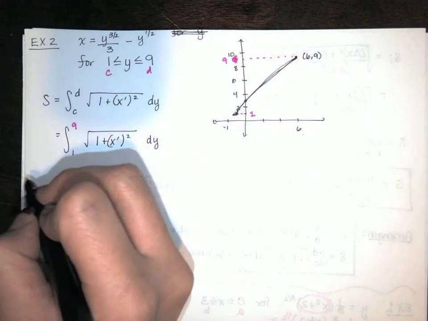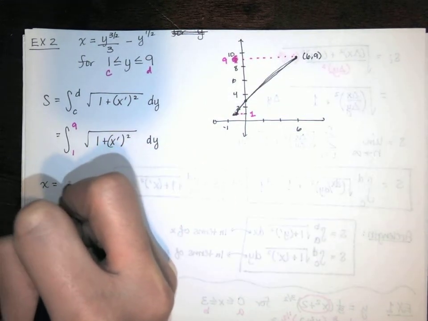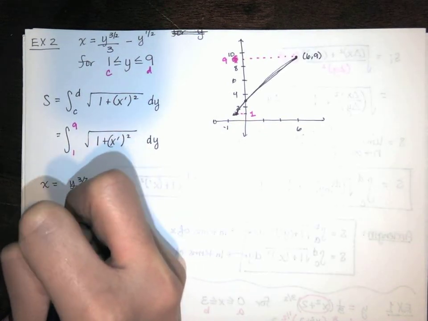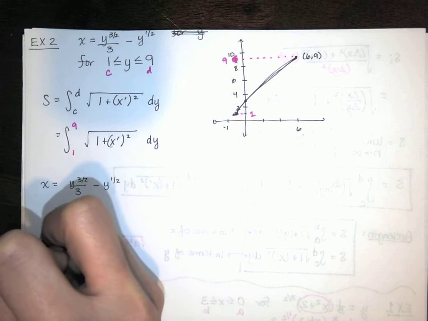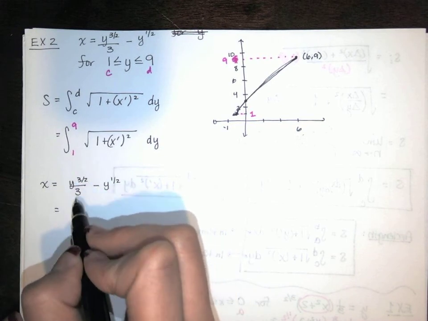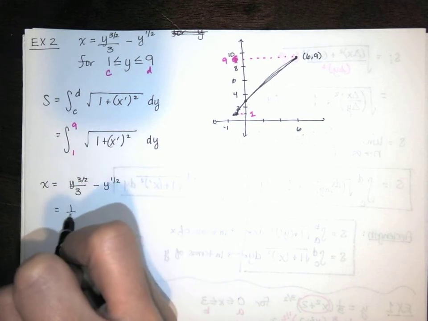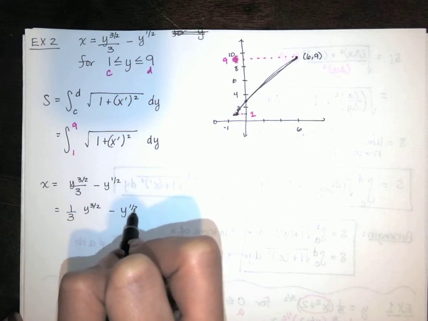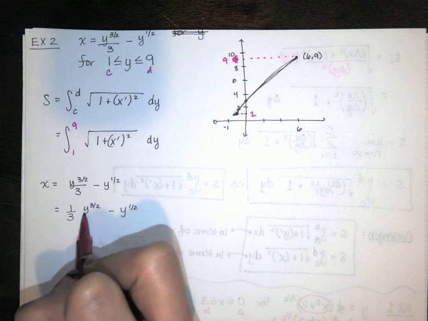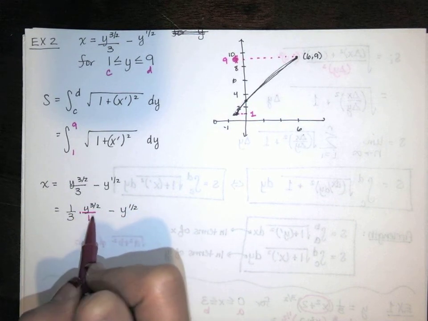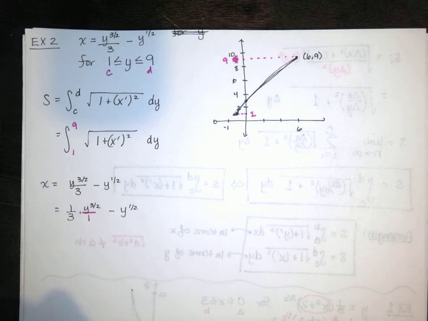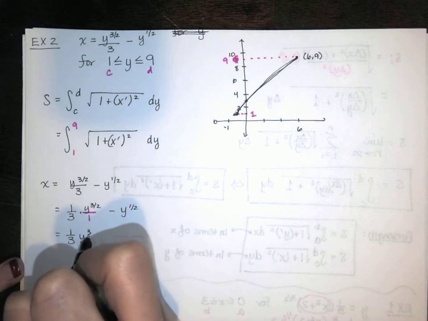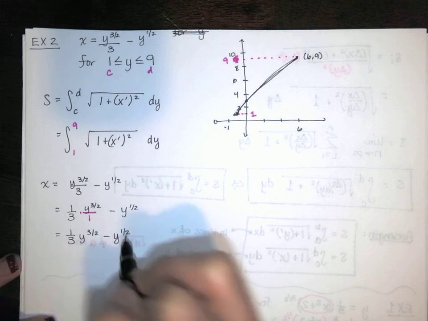So let's do this. First, I've got x equals this. Do you see that that is a 1/3 multiplying that y to the 3/2? If you don't believe me, write this y to the 3/2 as itself over 1, and you multiply straight across, right? Don't you get that? So that's another way of writing the same thing. x is just 1/3 y to the 3/2 minus y to the 1/2.